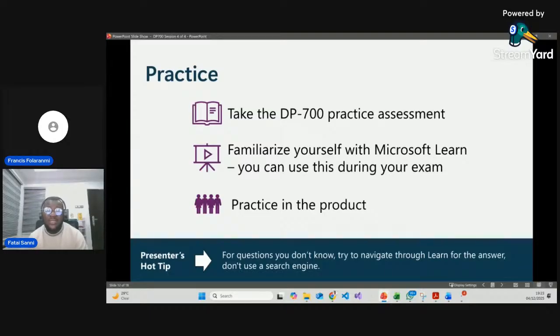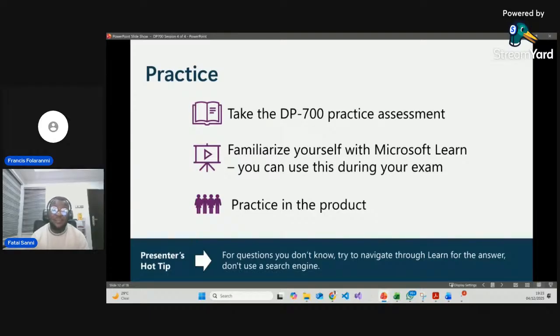So there are alternatives to dumps. These practice assessment questions directly on Microsoft Learn or the exam website, which I'm going to show, are a great way to prepare for this exam. Also, familiarize yourself with Microsoft Learn. You can use this during the exam. I'm going to talk about this in the next slide or next two slides.